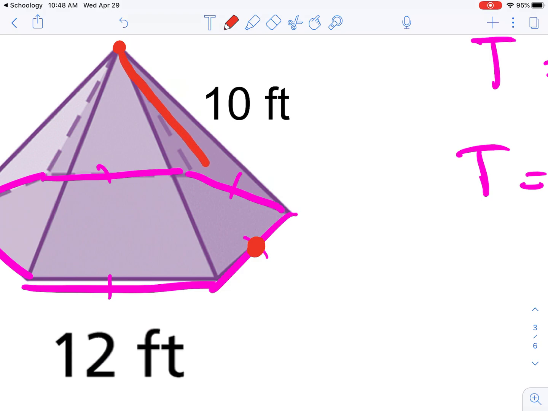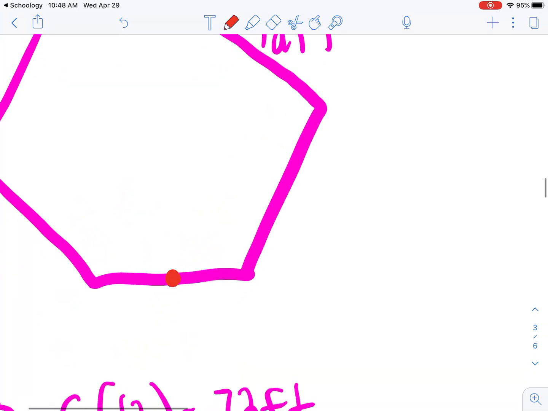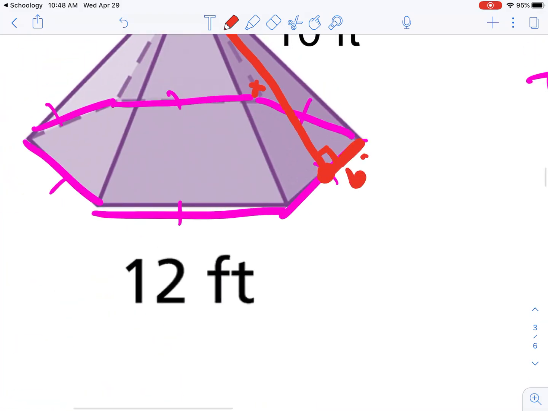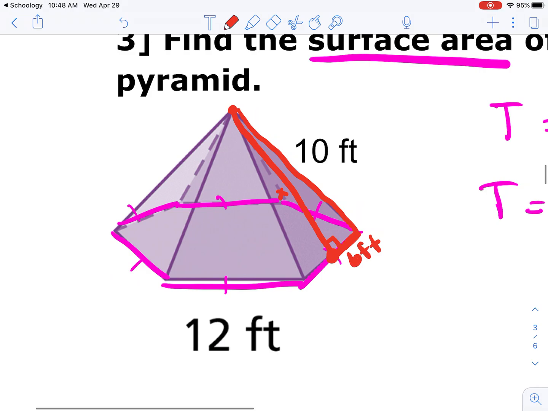So I'm going to draw in slant height, and I'm going to call that X again, or you can call it L. And then once again, you can say, ooh, that's a right angle. Do I know this? Realize that's the same thing as this right here, which is half of 12, which is 6 feet. Do I know this? Yes, it's 10. So I can use Pythagorean theorem once again to find slant height.